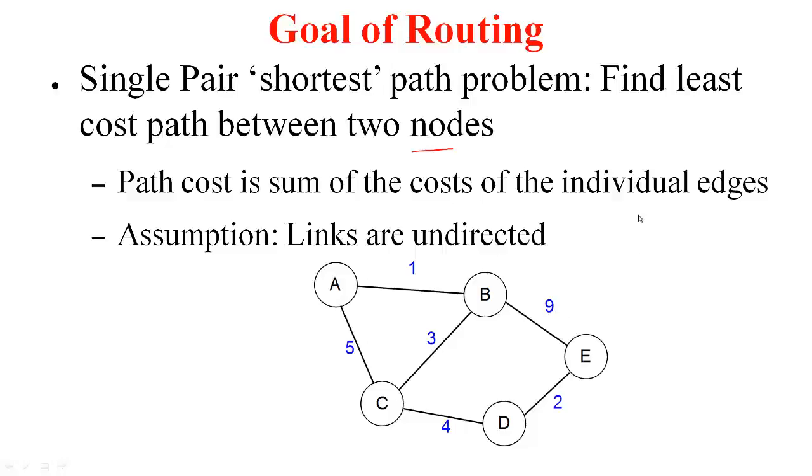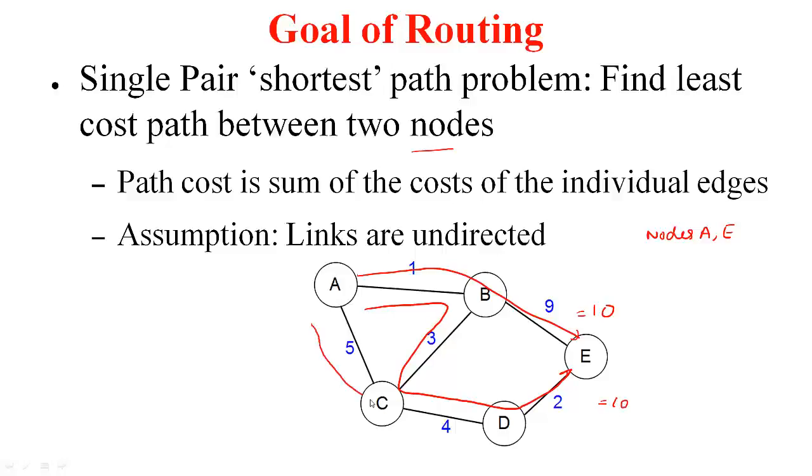For example, if I'm trying to find a path between nodes A and E, if I look at this figure, here is one path. And this path has a cost 1 plus 9, that is equal to 10. Here is another path. And this path has 1 plus 3 plus 4 plus 2. This is also equal to 10. And there is another path like this. And the cost of this path is 11. So either of these two paths can be the least cost path.